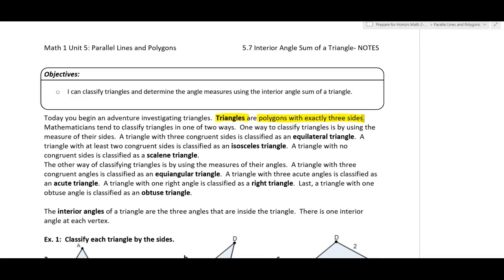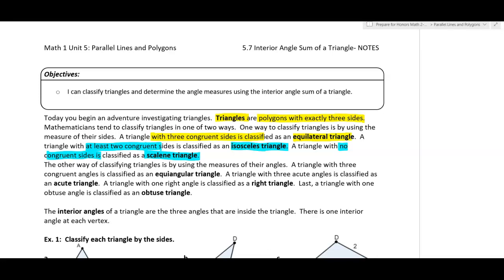When we classify a triangle by sides, we say a triangle is equilateral when all three sides are congruent. If you have at least two sides congruent, then we say it's isosceles. And if no sides are congruent, we say it's scalene.